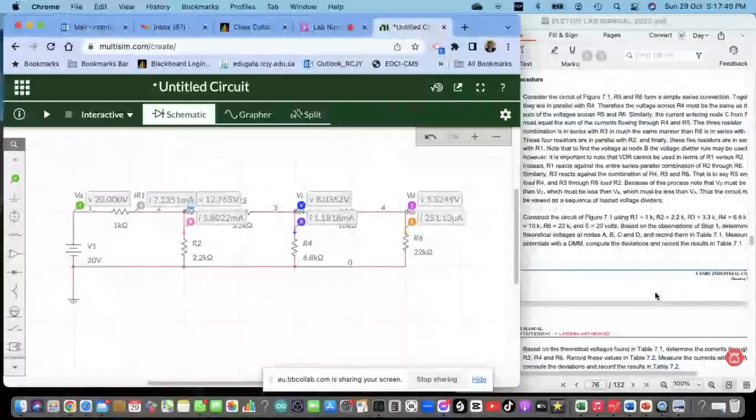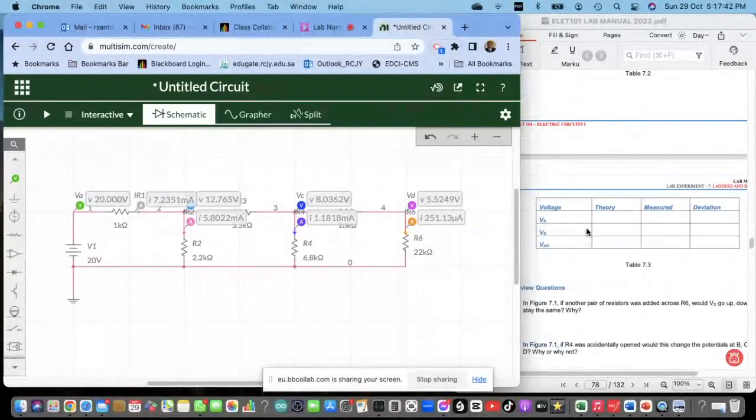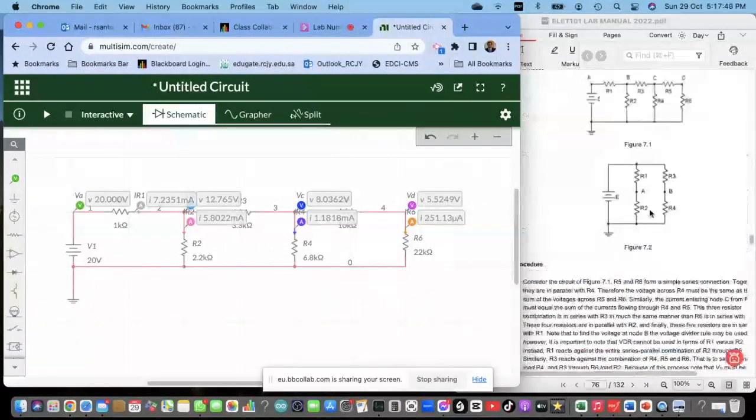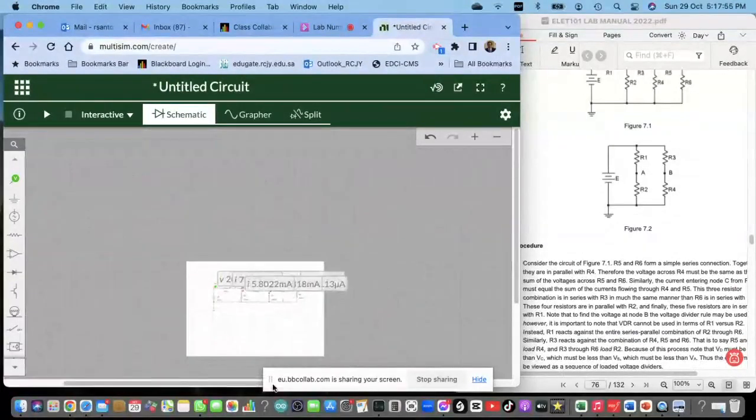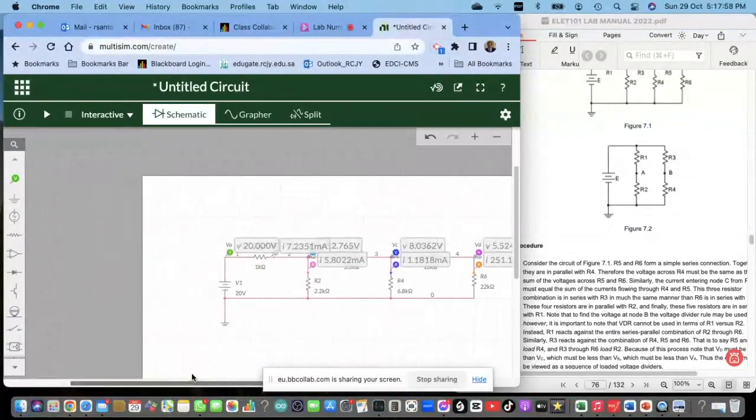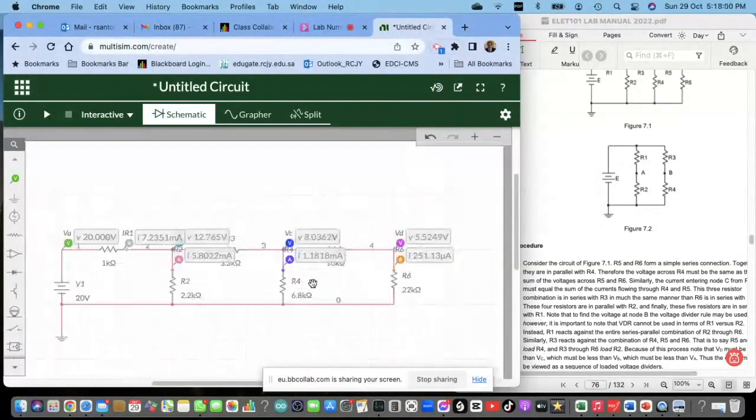All right. Then the next one, we have this one. Very simple. Table 7.3 is all about figure 7.2. This figure. So again, what will we do? Let's try to create another circuit.